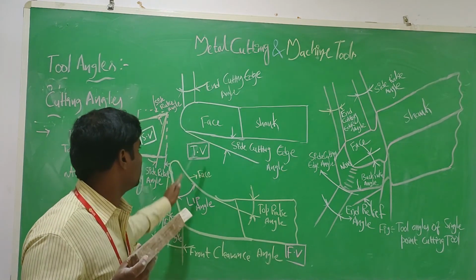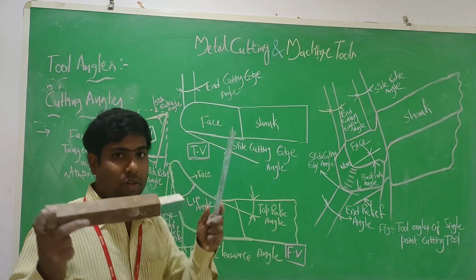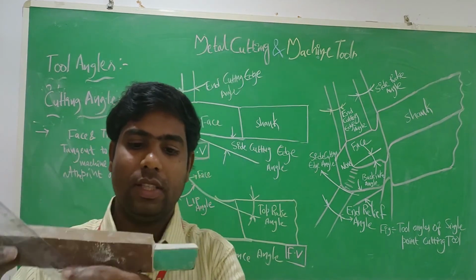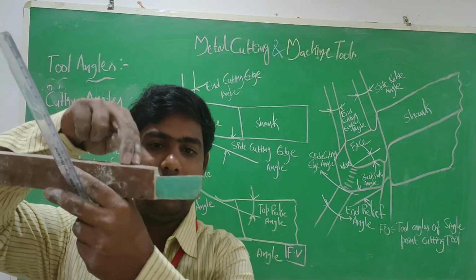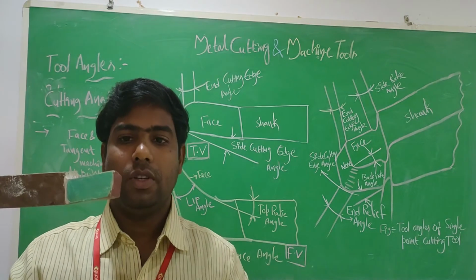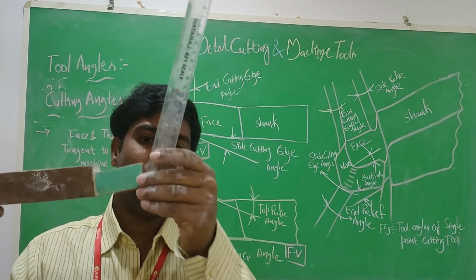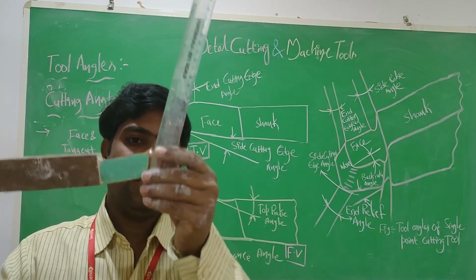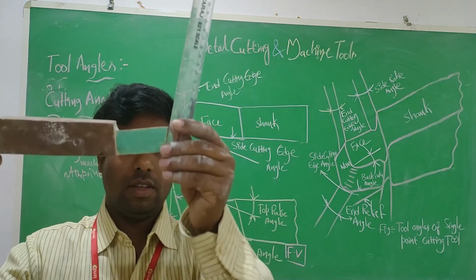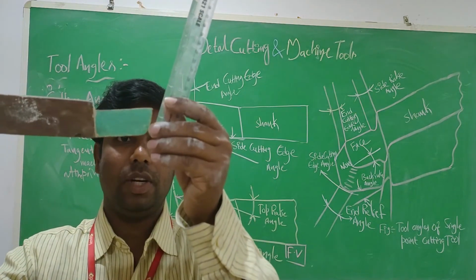I am writing here, this is visible in top view only. If you observe the top view, this is the top view, right? So this is the top view. Top view means this is the top view, right?